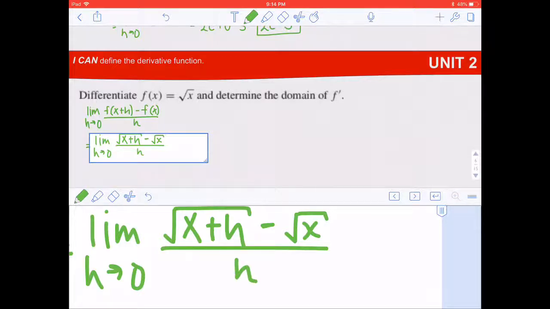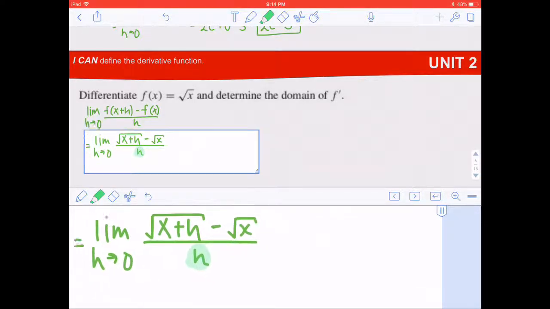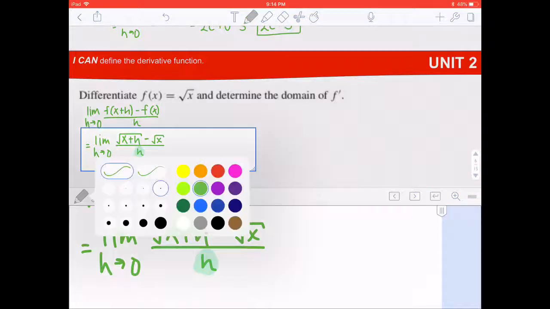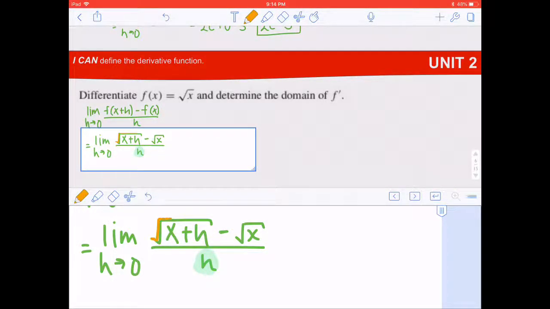all over h. From here, we can't really do too much simplifying. If I try and do a direct substitution, we have an h in our denominator, which would mean we have a 0 in the denominator, which is undefined. So we have to use some of our limit methods at this point. We see here that these are radicals here. So I'm going to go ahead and rationalize this function.